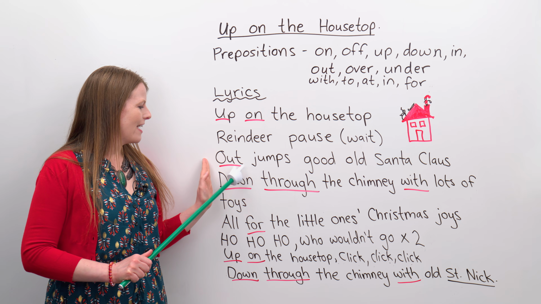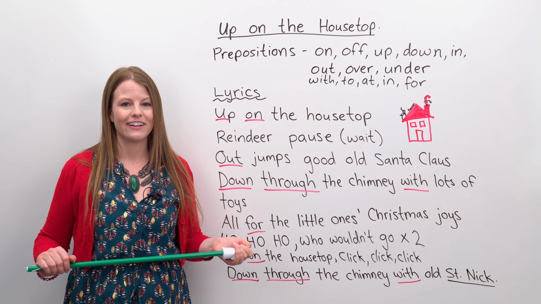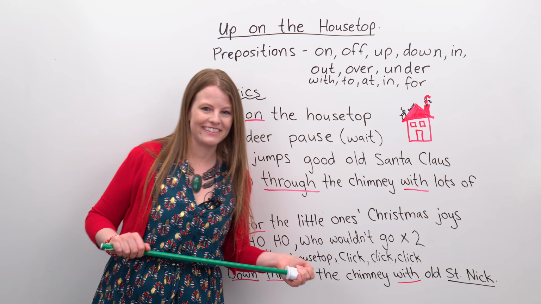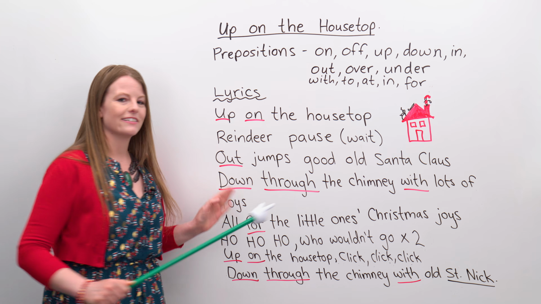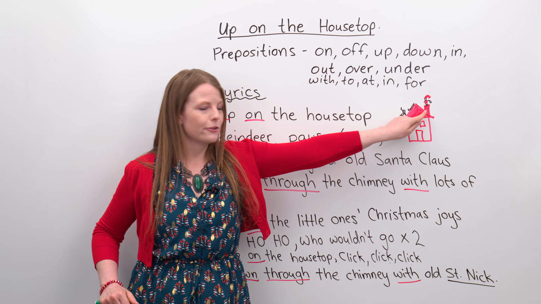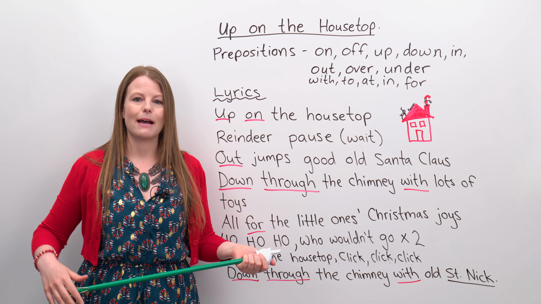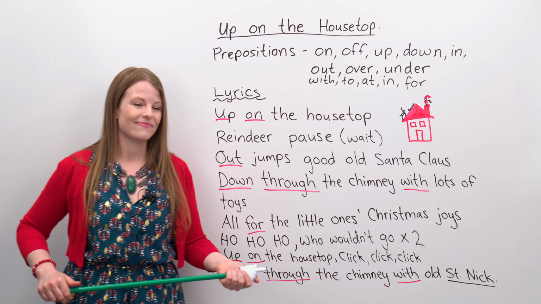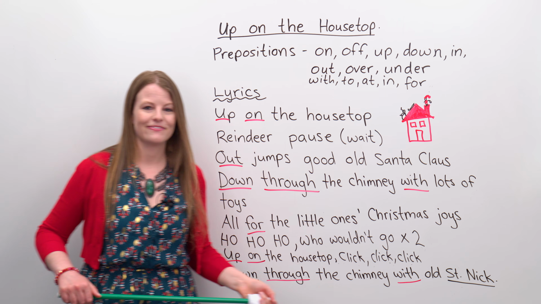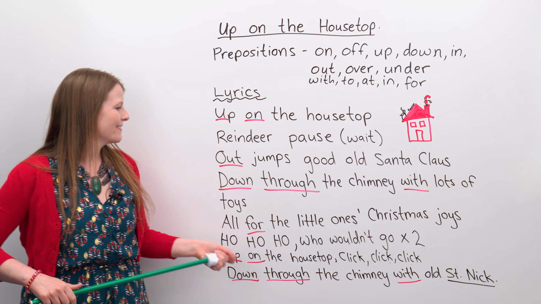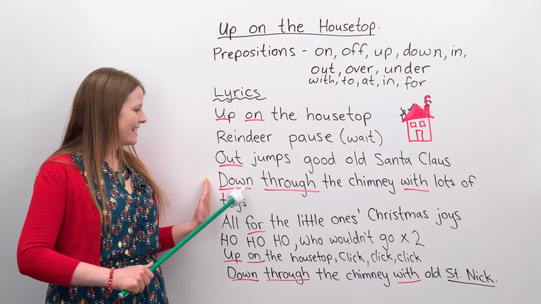And what happens? "Out jumps good old Santa Claus." So Santa Claus jumps out of his sled. And then he goes up to the chimney. This rectangular part of the roof where smoke comes out and ventilation happens, that's called the chimney. So Santa Claus goes down the chimney into the house with a bag of toys. So we say, "out jumps good old Santa Claus, down through."